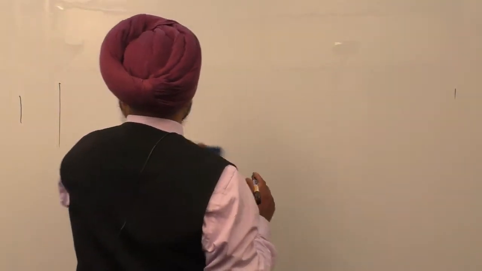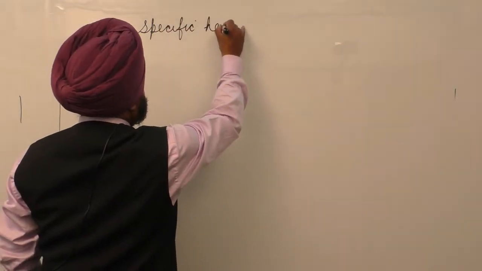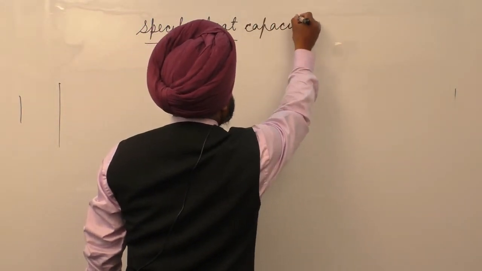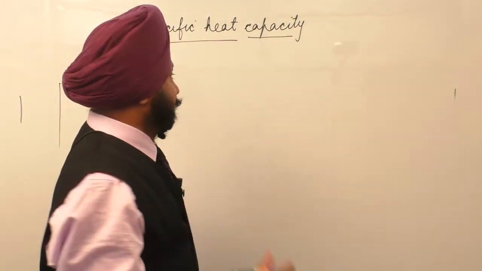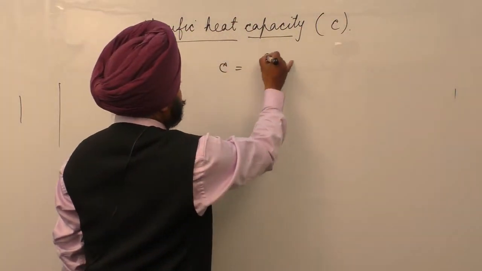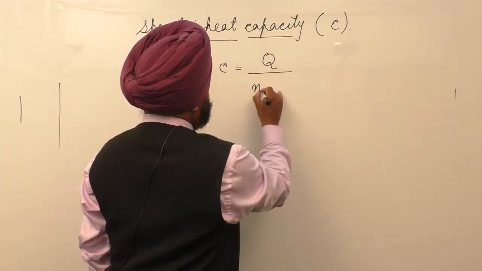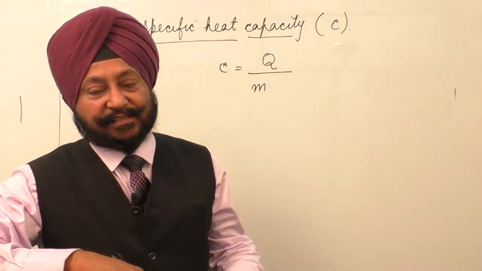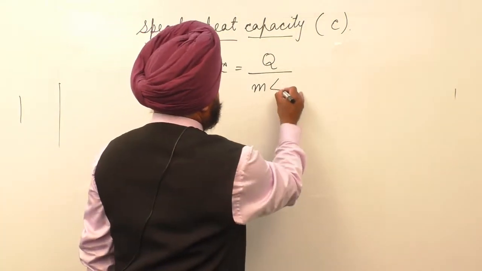The first definition we will take up is specific heat. Sometimes we term this as specific heat capacity, sometimes simply we write this as specific heat. Now we define this as the amount of heat required, written as Q, per unit mass to increase the temperature of unit mass of a substance through 1 degree Celsius, and that 1 degree Celsius is normally between 14.5 degrees Celsius and 15.5 degrees Celsius.